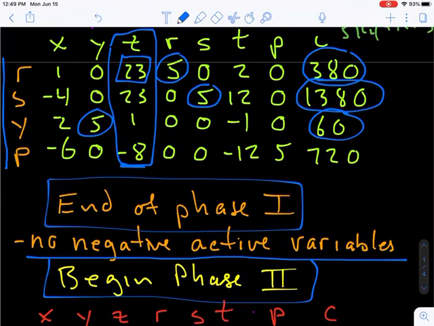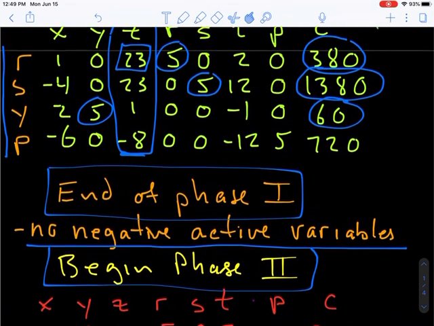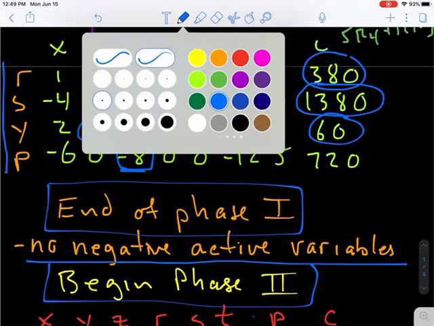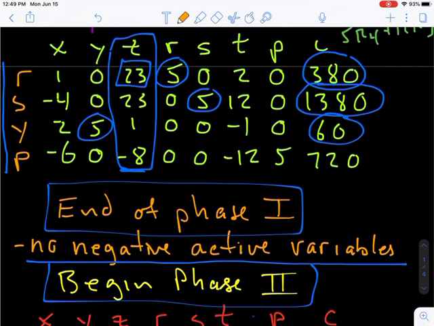So once we clear that column, we're going to have a new table. Now, how are we going to clear that column? Well, to get rid of this 23, I could just subtract the 2 rows. Our pivot row is row 1, so I do row 2 minus row 1.